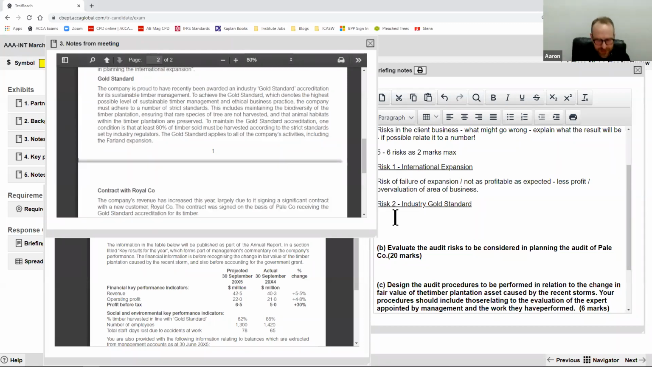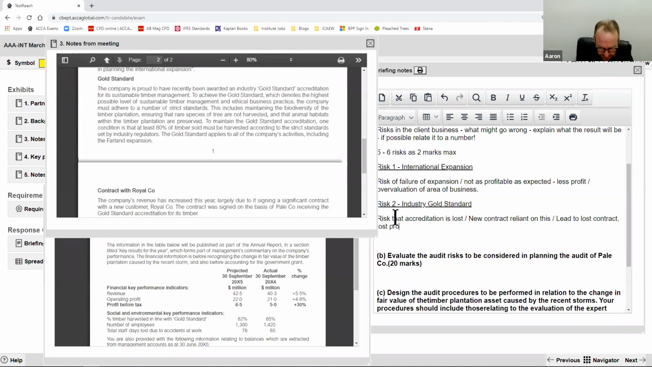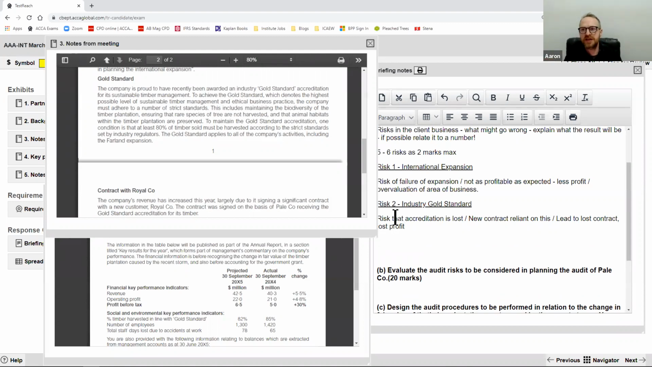Okay, so what is the risk? There's a risk that the accreditation is lost. Okay, and specifically, there's a new contract reliant on this, and they could lose it, which could lead to lost contract, lost profit, those sorts of things, okay? Now, again, I'm not going into any more detail than that at this point.